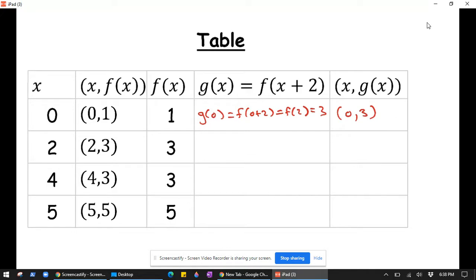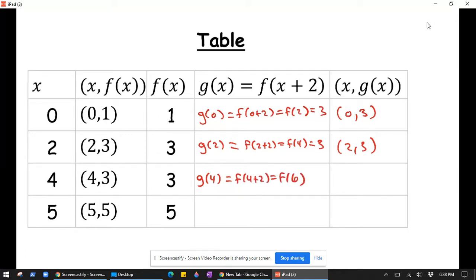Let's try plugging 2 in. g of 2 is equal to f of 2 plus 2, which is f of 4. But f of 4 is 3, so we know the point (2, 3) is on this graph. Okay, again, so far so good. What about plugging 4 in? So g of 4 would be equal to f of 4 plus 2, which is f of 6.